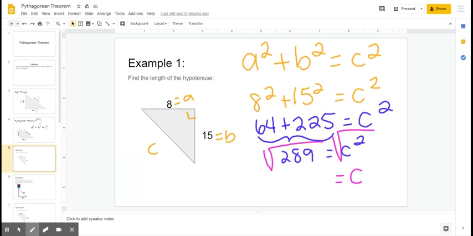So I have to take the square root of 289. In other words, what two numbers are going to multiply to get 289? You need to find this little radical symbol on your calculator and then use it. So the square root of 289 gets you 17. So for our a squared plus b squared equals c squared, if a is 8, b is 15, then c is equal to 17. All right, moving on.